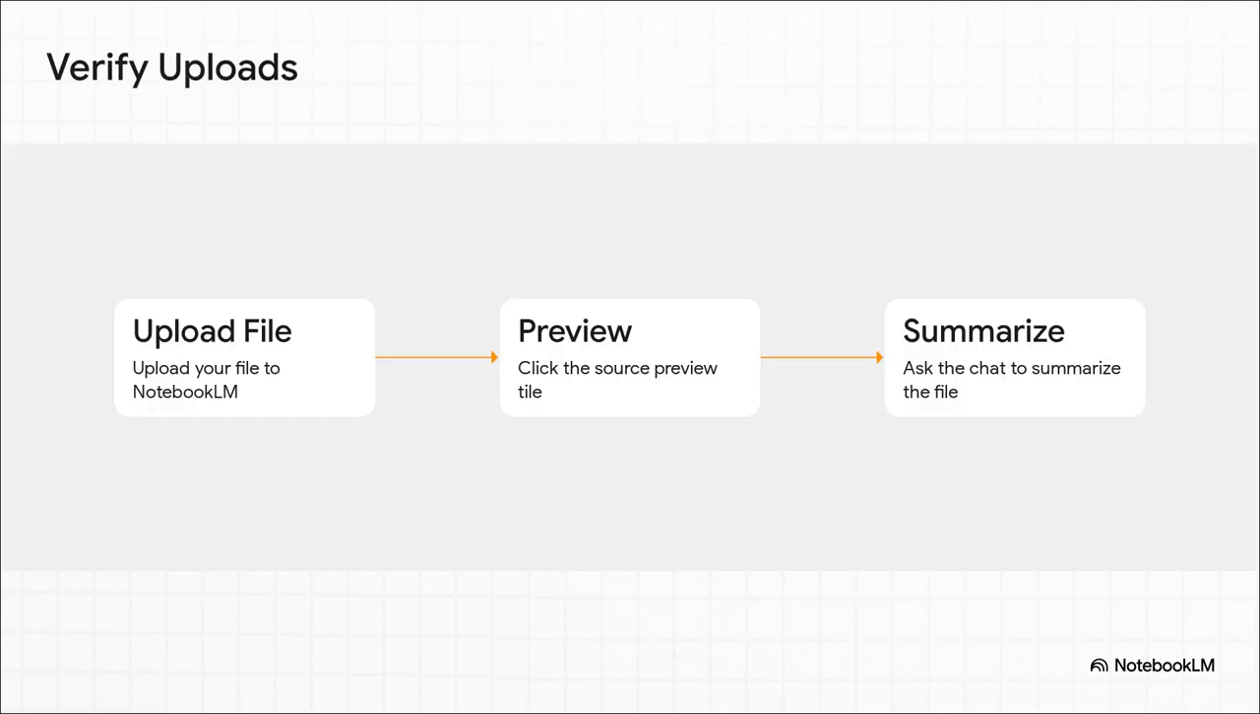So we need to establish a golden rule right here, right now. Always verify your uploads. It's super simple. First, upload your file. Second, click the source preview tile to make sure the text actually extracted. And third, just ask the chat to summarize the file in 3 sentences. If the AI gives you a super vague, hedging answer, your source didn't load properly. Taking 10 seconds to check this will save you from accidentally delivering a totally hallucinated lesson to your kids.